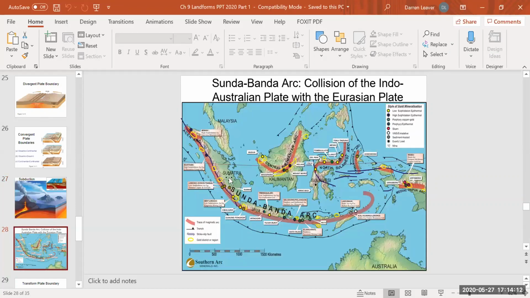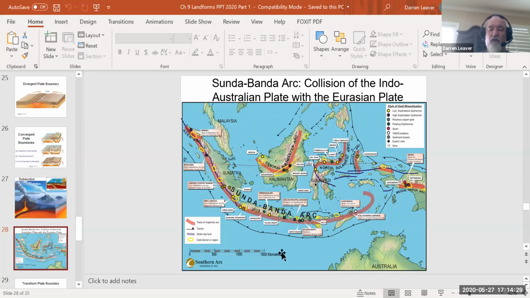For, again, Indonesia, here are the islands of Indonesia, at least the southern portion. This is called the Sunda Banda Arc. That's Sumatra, Java, Bali, Lombok, Sumba, Sumbawa, Flores, Timor, etc. All these islands right here. What's happening is this ocean crust here is subducting below this oceanic crust over here. This line tells you where the subduction is taking place.